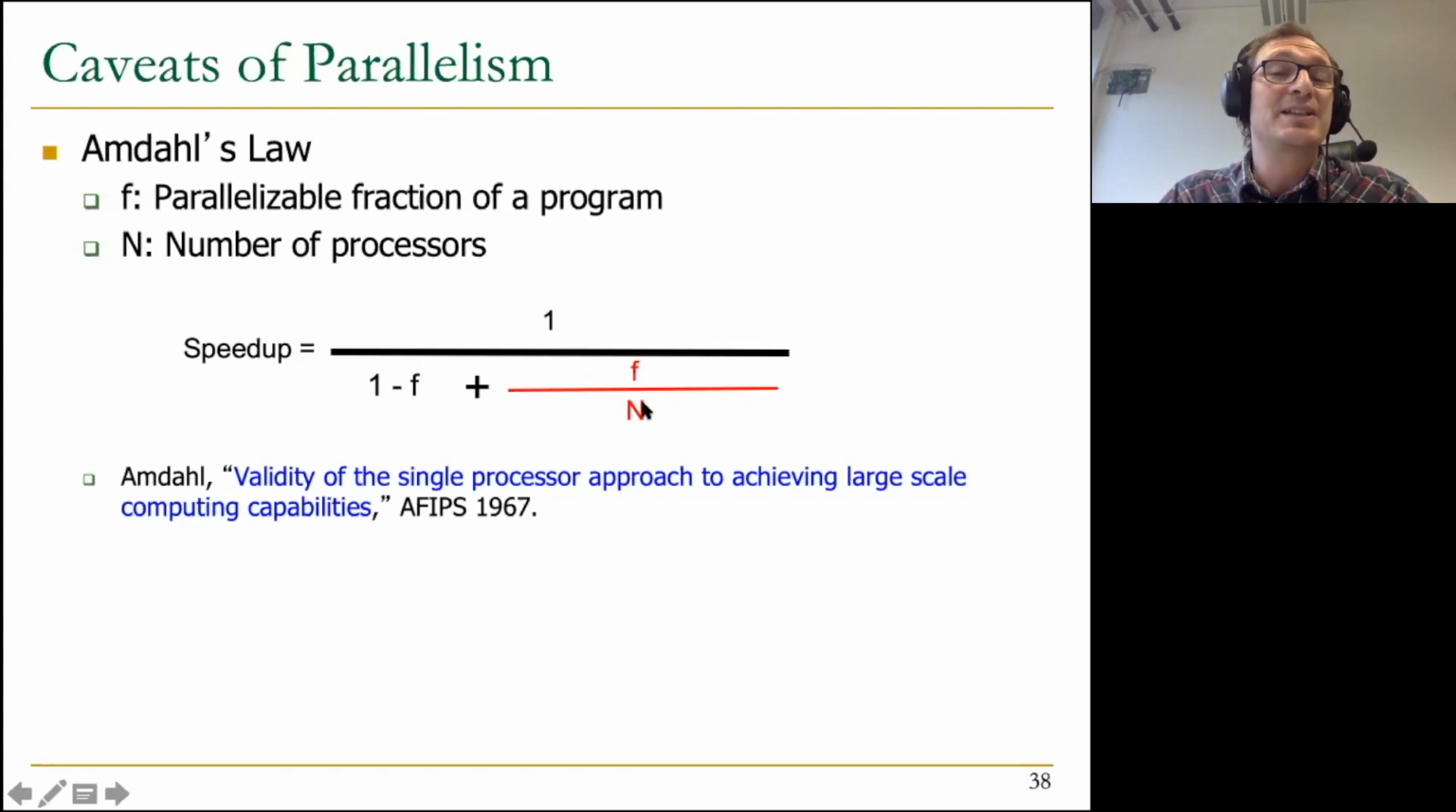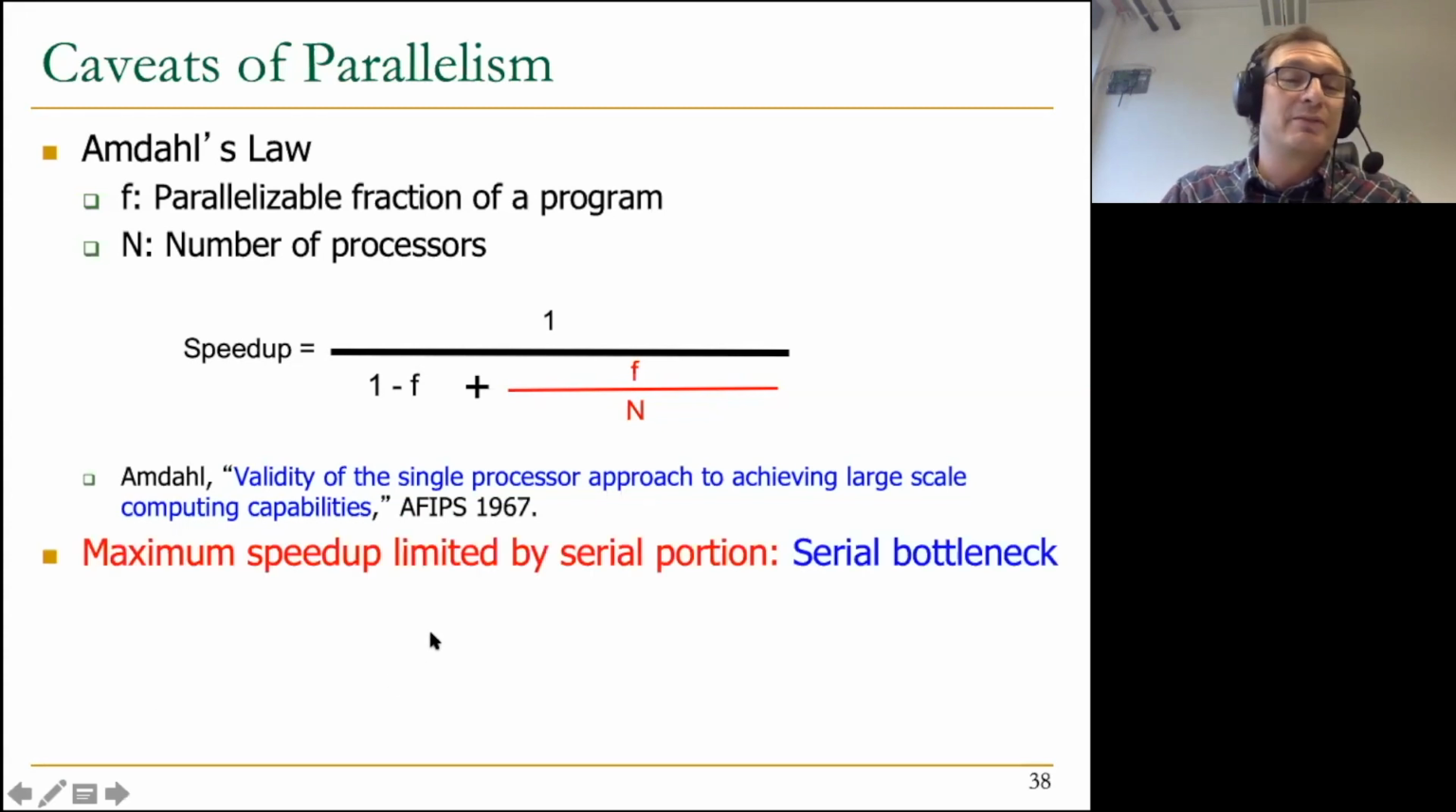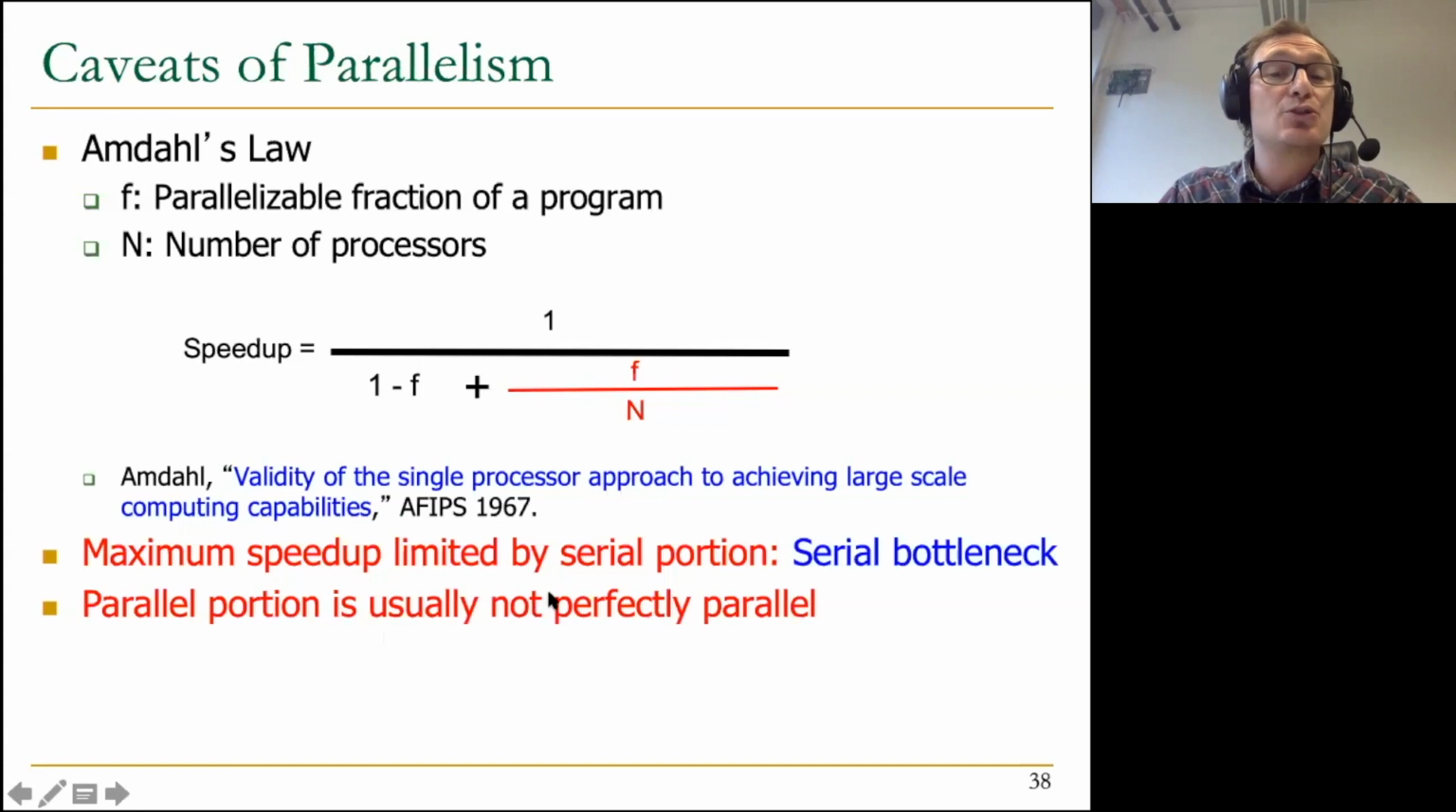And there are three fundamental reasons why, even though you may have n processors and you've divided your program into n processors, you cannot get f divided by n like this. Well, we've already talked about 1 minus f. Maximum speed up is limited by your serial portion. That's called the serial bottleneck. But your parallel portion is usually not perfectly parallel as well. So your maximum speed up is also limited by this part. And let's take a look at that.